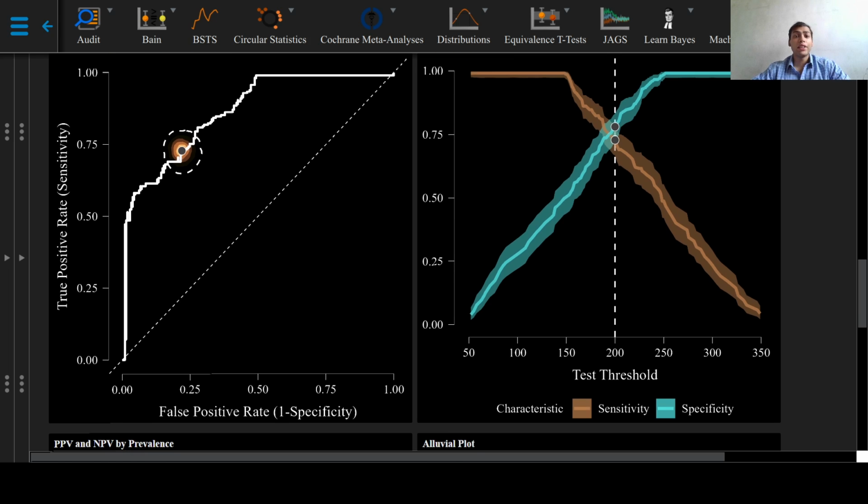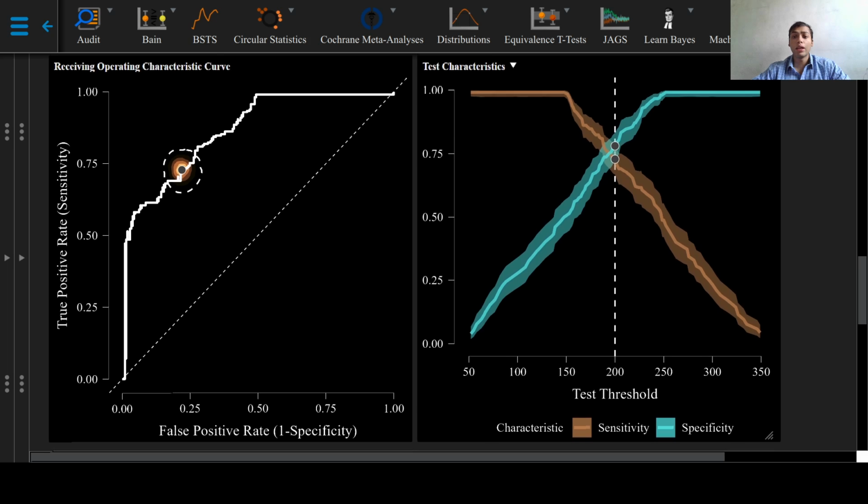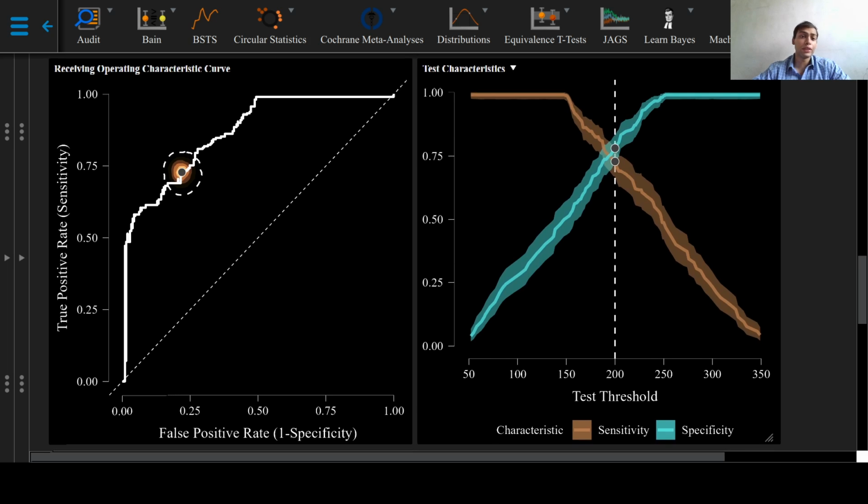In the test characteristics by threshold graph, a similar demonstration of the trade-off between sensitivity and specificity is seen when they are plotted as a function of the test threshold. In this case, a threshold cholesterol level of 200 milligrams per deciliter. The graph conveys that when the test is more conservative, that is, we have a high threshold, specificity increases, but sensitivity decreases and vice versa.